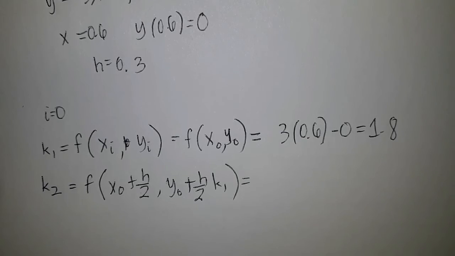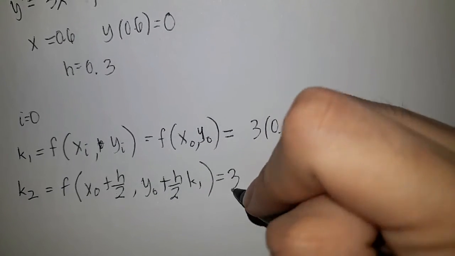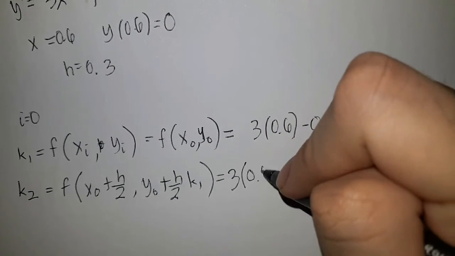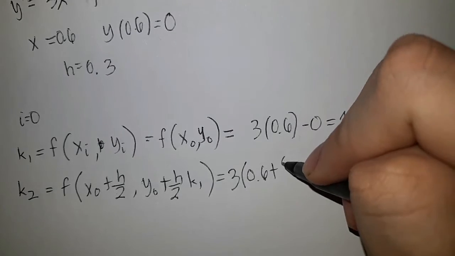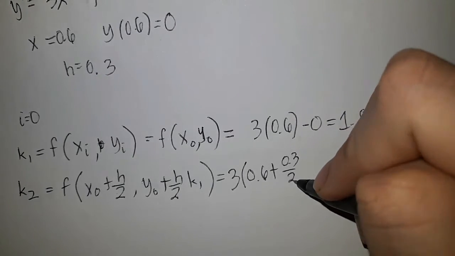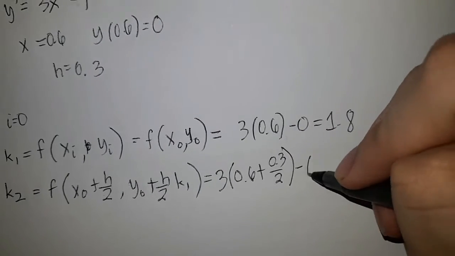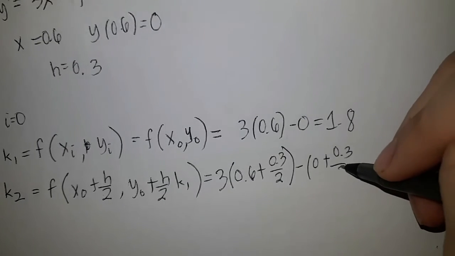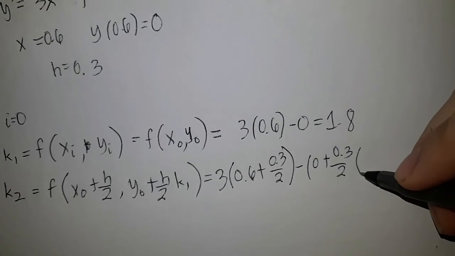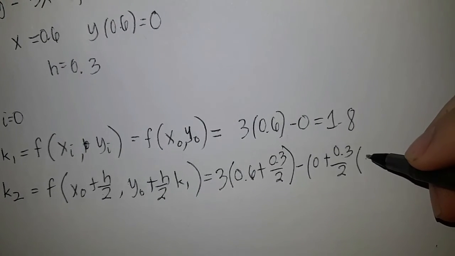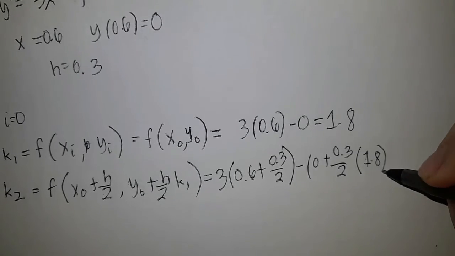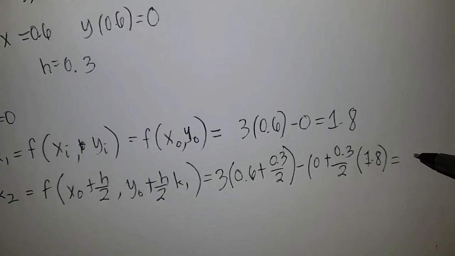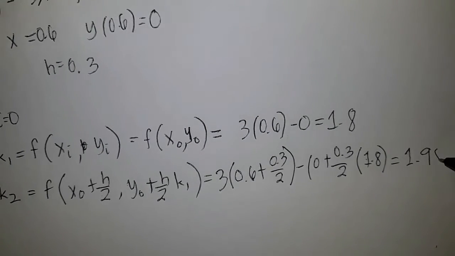In the given equation, this will become 3 times 0.6 plus 0.3 divided by 2 minus 0 plus 0.3 divided by 2 times the value of k1, which is 1.8. So this is equal to 1.98.